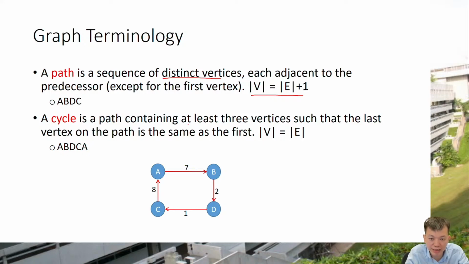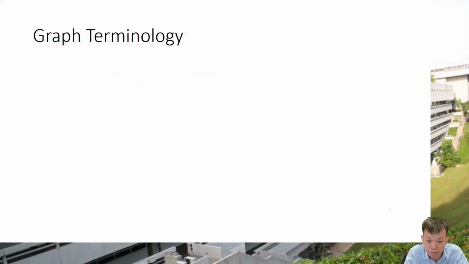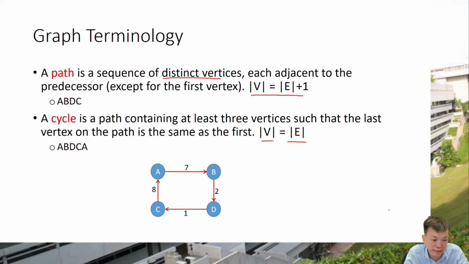It's a path containing at least 3 vertices such that the last vertex on the path is the same as the first one. So 1, 2, 3, 4, then back to 1. So the number of vertices equals the number of edges. A, B, D, C, then back to A, in this example. This is called a cycle.